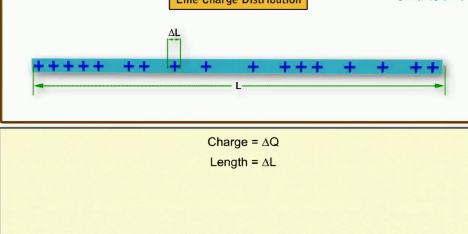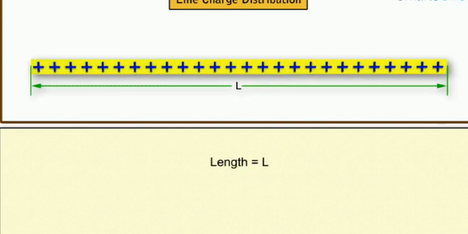If a line charge distribution is carrying a non-uniformly distributed charge, then its linear charge density for an individual element is equal to delta Q by delta L. If a conductor of length L is carrying a uniformly distributed charge Q, then its linear charge density is equal to Q by L.